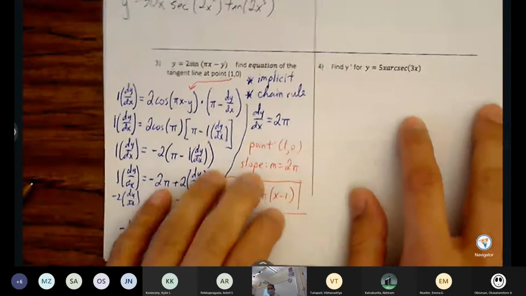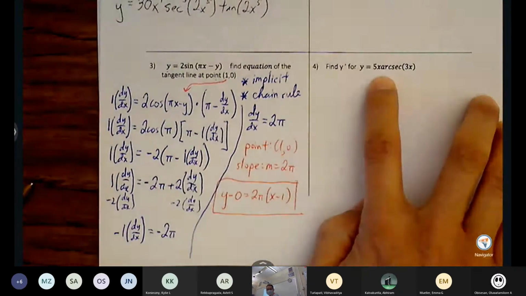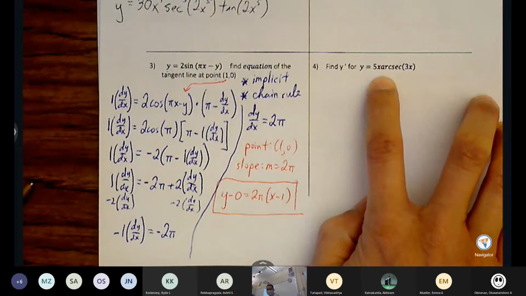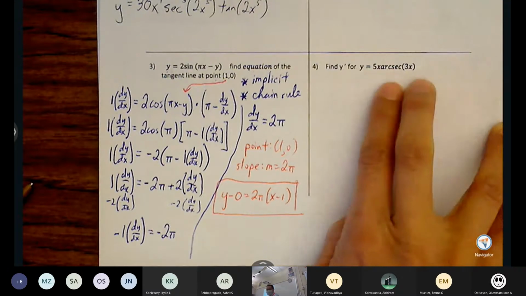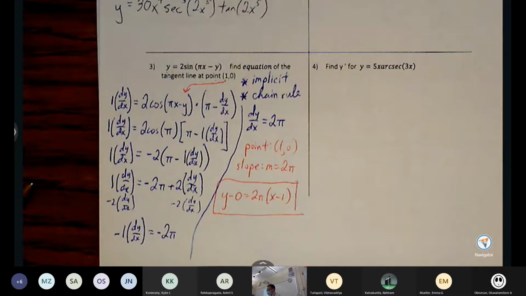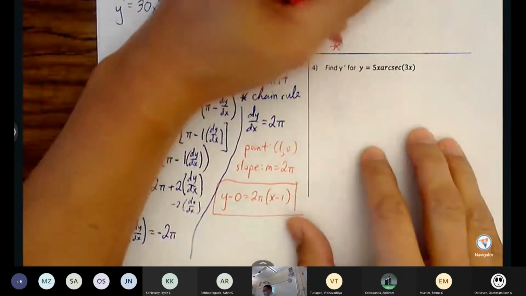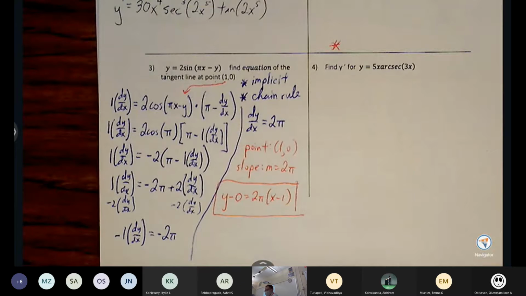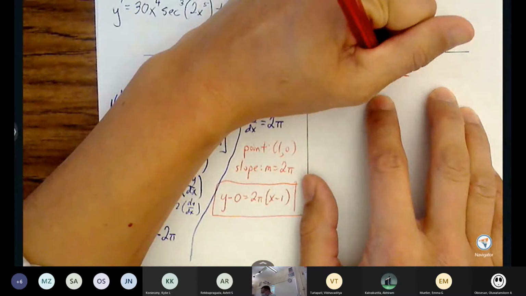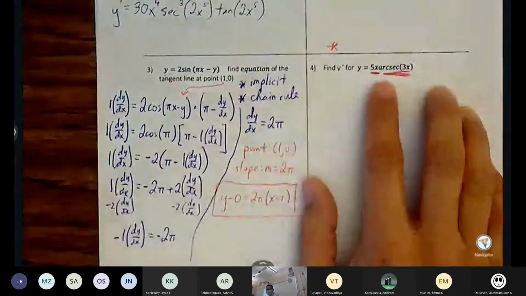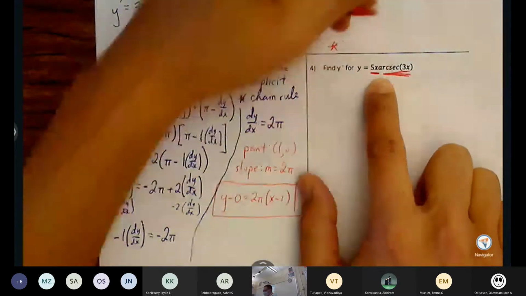Okay, number 4. Find the derivative for 5x arc cosecant. Sorry, arc secant of 3x. What do you guys see here? What's involved here? Is there a product rule? Yeah, this one has product rule, okay? The 5x and the arc secant are the two distinct functions that are being multiplied with each other.